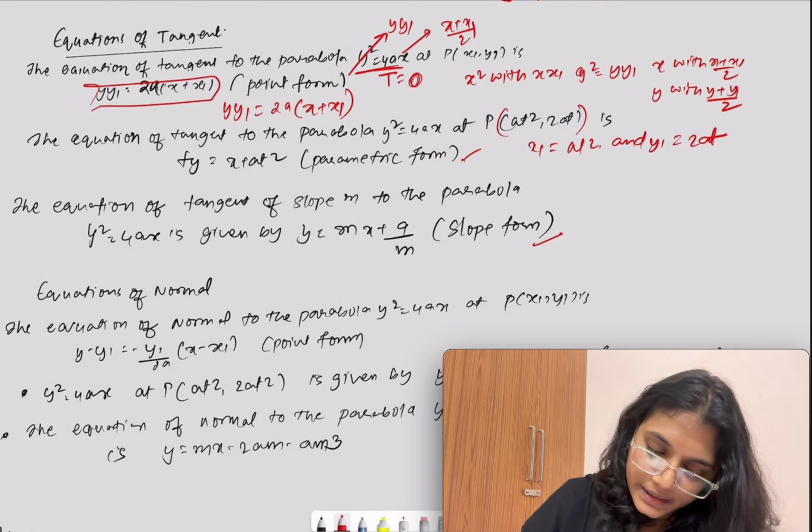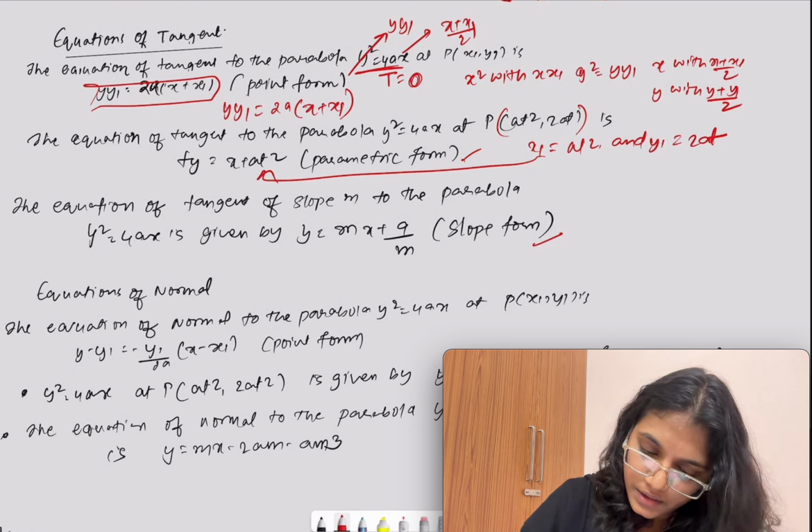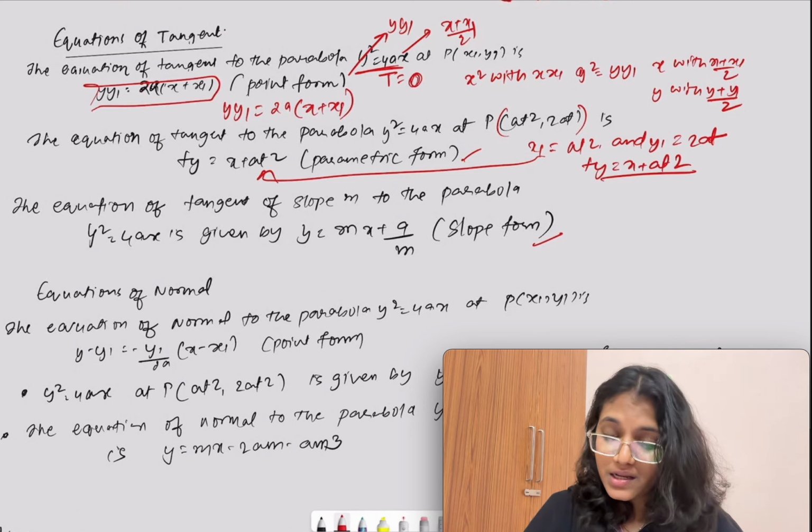Then we'll end up getting this equation, that is ty is equal to x plus at squared. This will be the equation of tangent in parametric form.